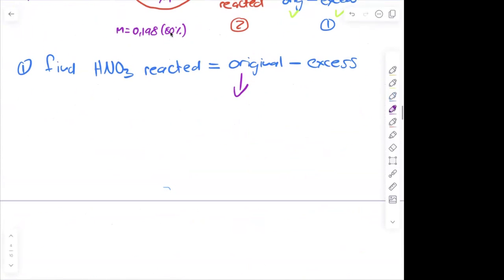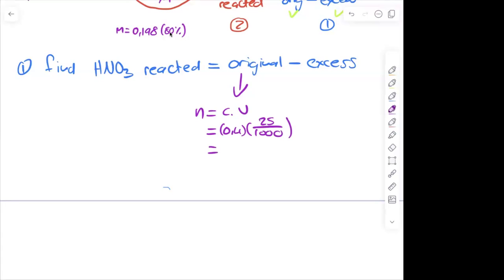So originally, number of moles, n is equal to c times v. The concentration was given to us as 0,4 moles per decimeter cubed. The volume was given as 25 cubic centimeters. It's got to be always in cubic decimeters. So we're going to say that 25 divided by 1,000. And if I put that into my calculator, you should find that you get an answer of 0,01 moles, right?